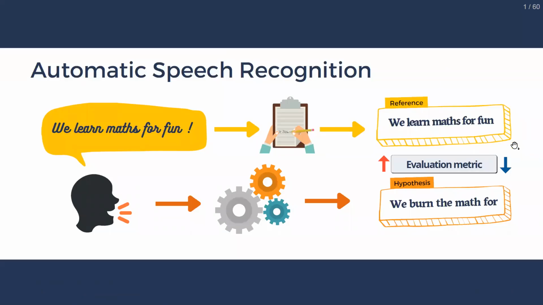In ASR, the way a system works is that you have a speech and the automatic system will do a transcription that we often call the hypothesis. The reference is the transcription done by a human to compare the two texts.